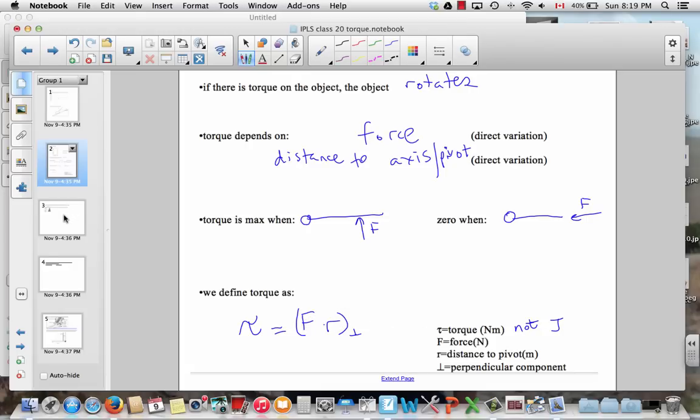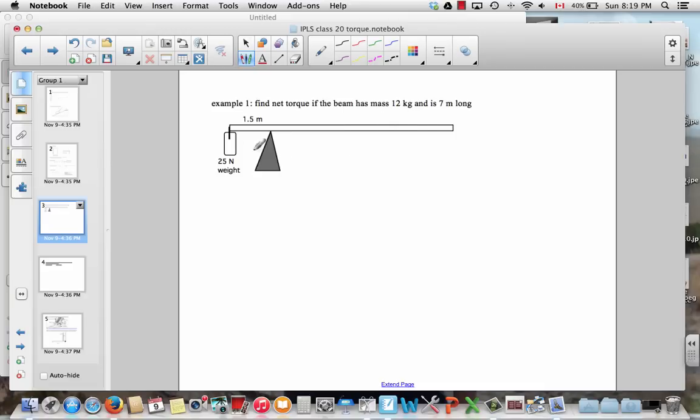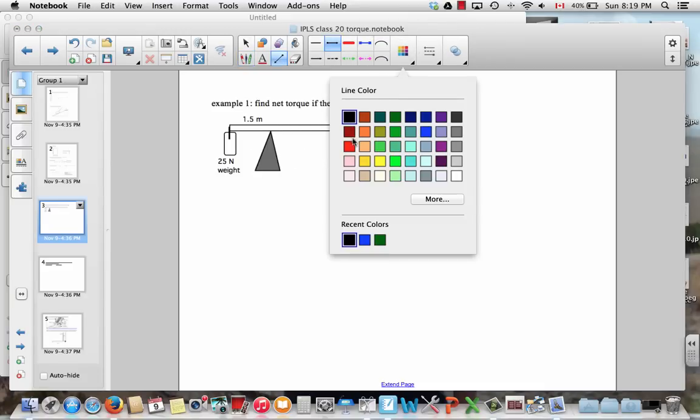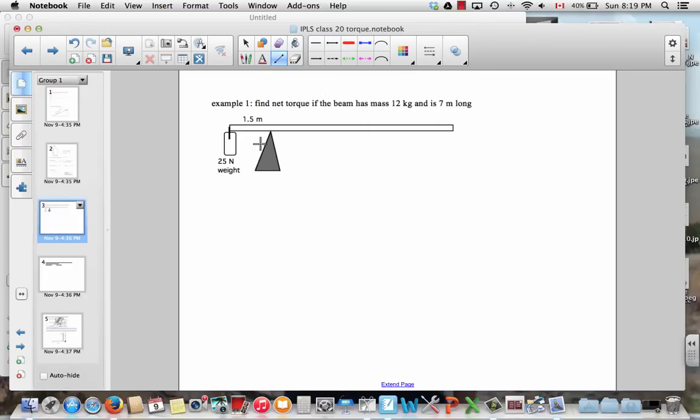A simple example or two now. So let's find the net torque on this beam. Our starting point in our solution will be to draw a force diagram. So let's draw all the forces that act on this beam. Well, clearly there's a weight here, 25 newtons of weight, and that'll act perpendicular to the beam. Then there is a fulcrum here, and that's clearly going to be pushing up on the object.